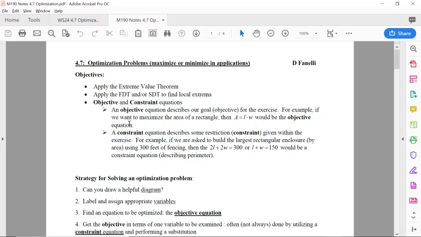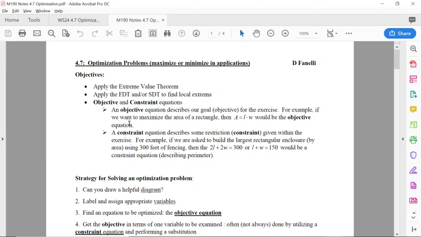Perhaps we're told that there's a square base. A square base of a rectangular box would imply that the length and the width are equal to each other, or at least two of the dimensions would be equal because it would be shaped like a square. So instead of length, width, and height, we would now have length and height as our three dimensions. Now we can reduce our surface area equation, or volume equation if that's the one we're using for a different objective, down to two variables, still a multivariable function.